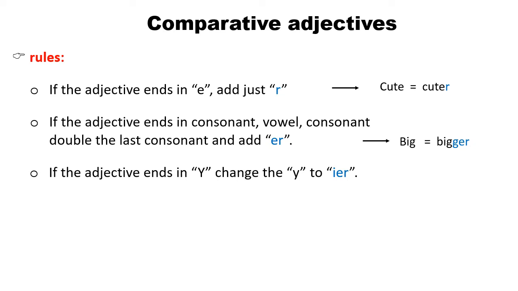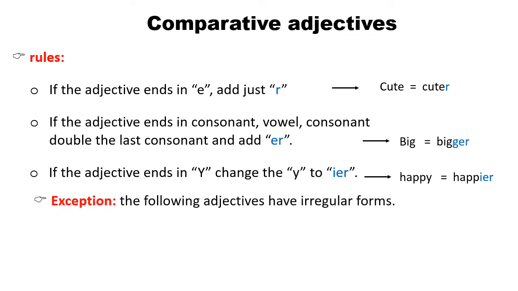Next, if the adjective ends in Y, change the Y to IER. Okay, it's easy. If I have an adjective that ends in Y, I change it to IER to form the comparative, like happy, happier. So I change only Y to IER.